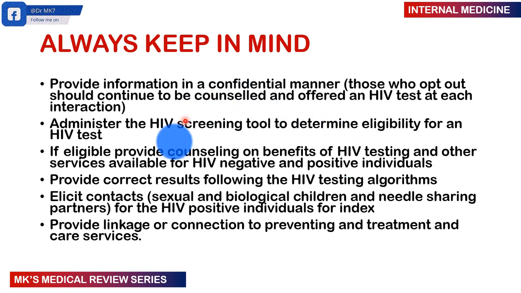Then, of course, you should elicit any contacts, whether sexual contacts, biological children, or needle sharing partners. These should all be contacted and they should get an HIV test. Then they should be provided linkage to prevention as well as treatment and other care services for all patients found with HIV. Because now we are running what is known as test and treat. Way back, we used to wait for your CD4 count and your viral load, but now you can even be initiated on treatment the same day you get a positive result.